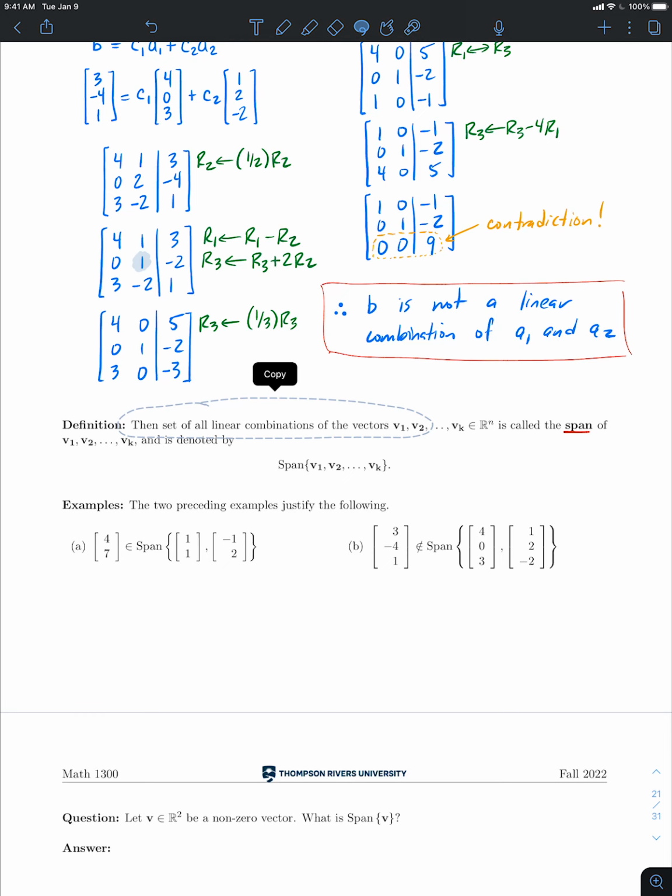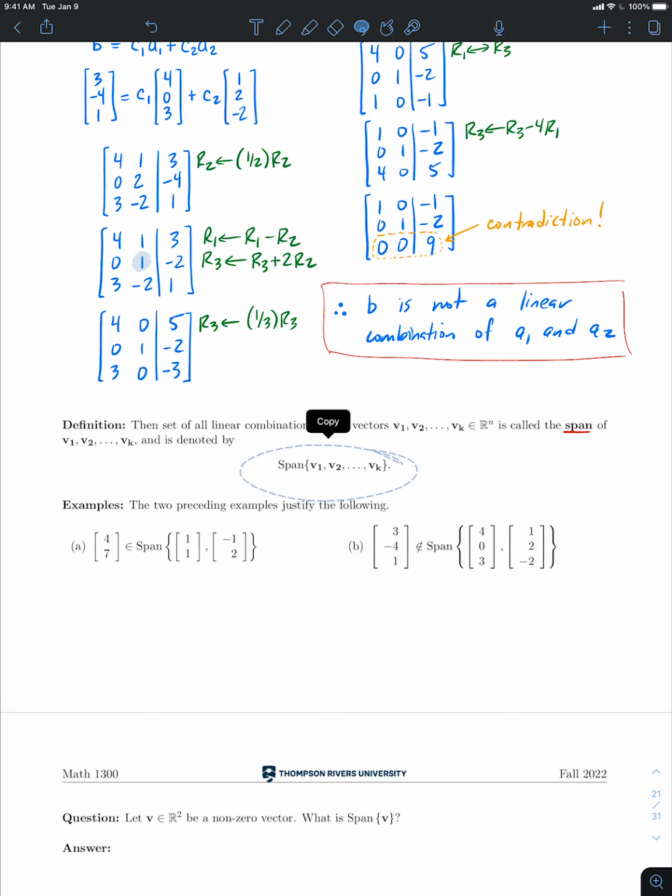Okay, so you've got this setup here. We've got v1 all the way up to vk. We've got a list of vectors. That's enough to be able to start talking about linear combinations. So what happens if you take all the different linear combinations you could ever possibly form and you put them together into a set? Well, you get the span, and that's what the span means.